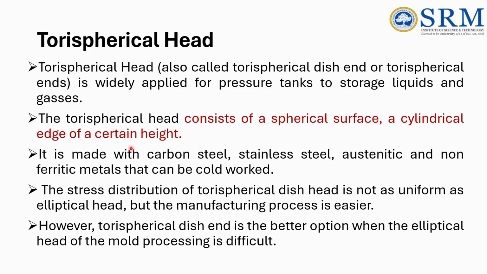So here, the material can be carbon steel, stainless steel or any ferric metals that can be cold worked. The stress distribution is not as uniform as elliptical head, but the manufacturing process is easier than elliptical head. So that's why torus spherical is a better option compared to elliptical head for the processing operations.